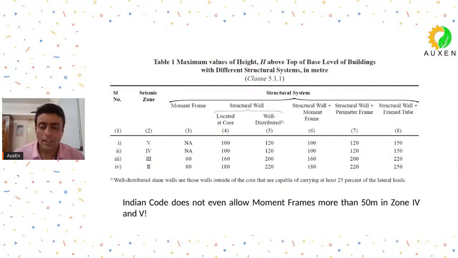This is strange. I had just shown you the American code screenshot. Does anyone remember what was the limit for special moment resisting frame in different seismic design categories? There is no limit. You can go to any height in all the seismic design categories if you are using special moment frames. But here, if you see, our Indian code is not even allowing us to use, forget about the intermediate, it is not even allowing us to use special moment frames in zone 4 and zone 5. This is quite strange.